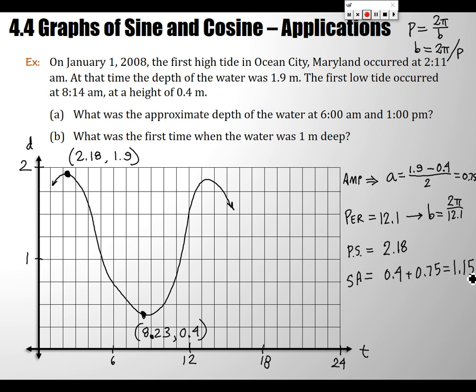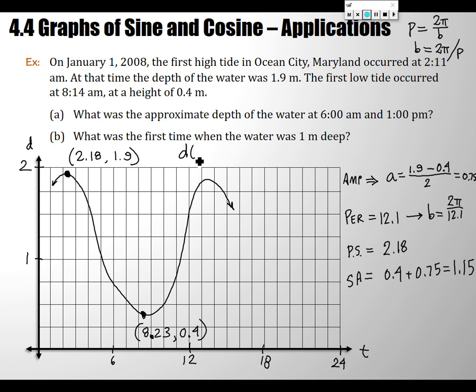The other way you can get the sinusoidal axis from the front of the problem is just to average these two, right? Average 1.9 and 0.4. Add them and divide by 2 if you want to. Anything correct is okay. So. All right, here we go.